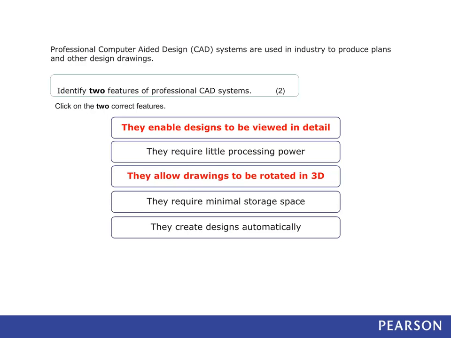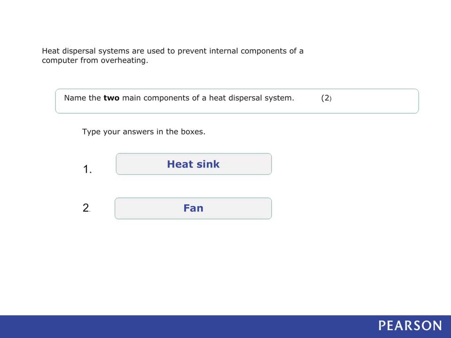For this question, learners were asked to name two main components of a heat dispersal system. This is an open response question, and the learner should have responded with a single-word answer. Question 1. Heat sink, 1 mark. Question 2. Fan, 1 mark, and have been awarded 2 marks. They were not required to provide any expansion.